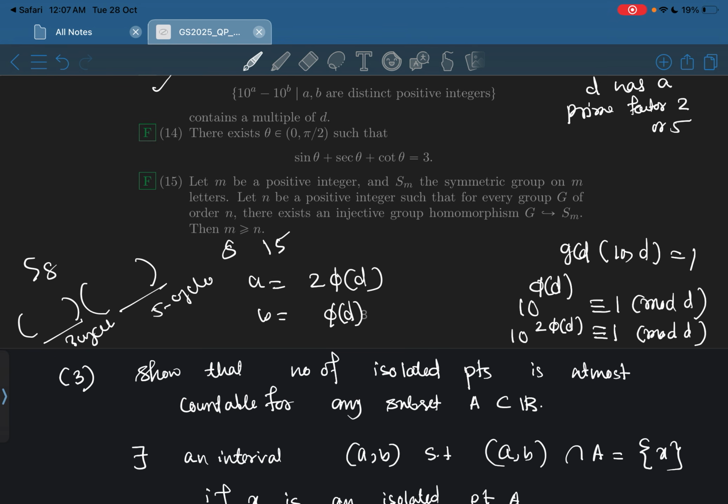This is true, but m is small. The only thing you need to think about is that even if m is small, the order of Sm is very big. So it is not very clear why it should be true.